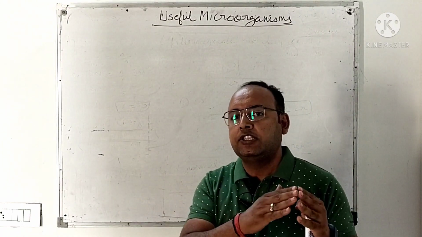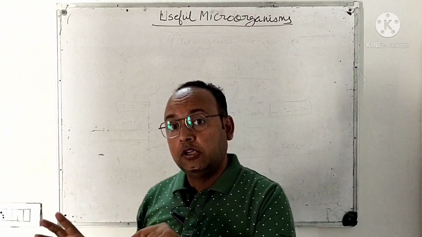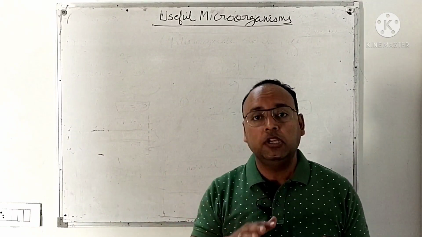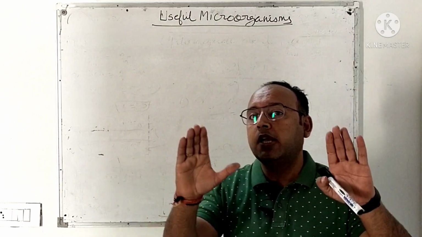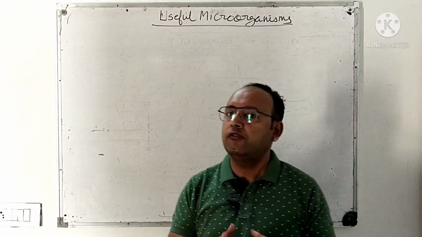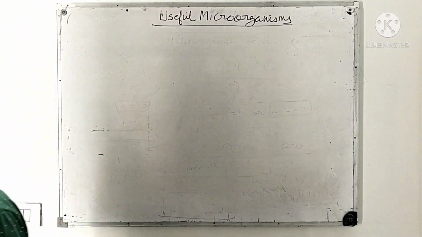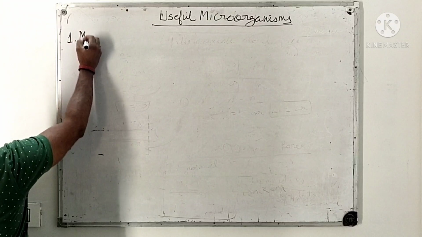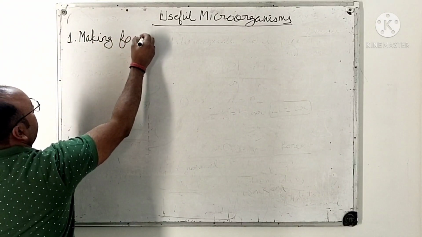As the name of the chapter is microorganisms, friends or foe. Friends means they are helpful, foe means they are harmful. So today in this lecture we will discuss only the useful microorganisms, or the uses of microorganisms. The first use is that they are very helpful in making food items.